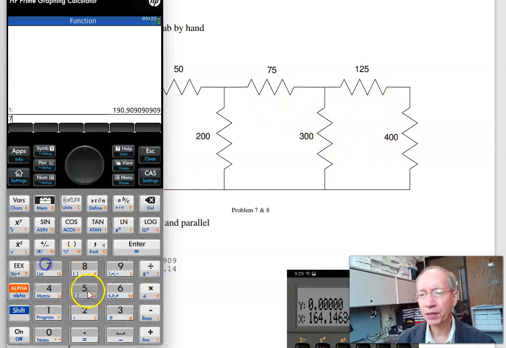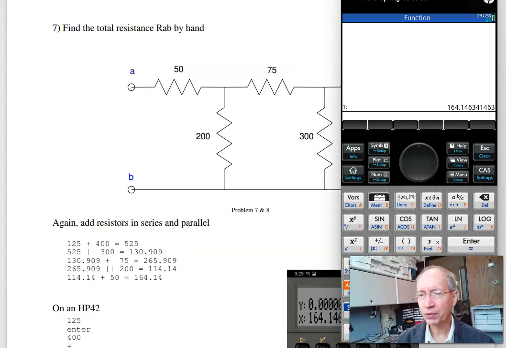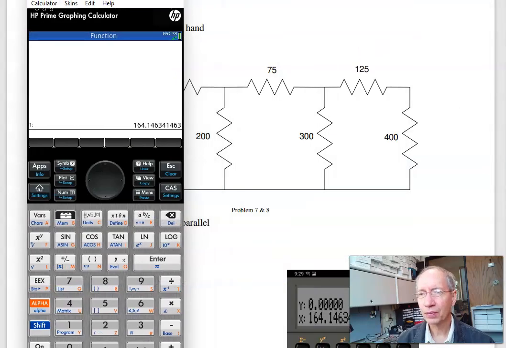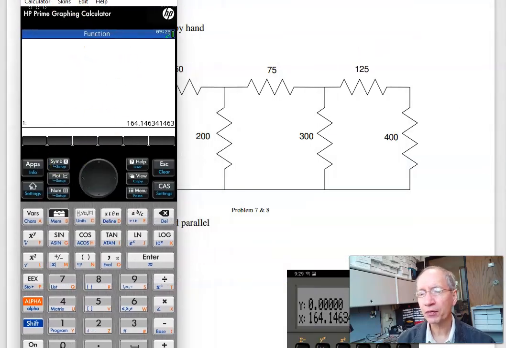In series with 75, it adds, this is 265 ohms. In parallel with 200, so take the inverse, 200, take its inverse, add, take the inverse. This is 114 ohms, plus 50, 164.14 ohms. So that's the total resistance. You can kind of see the HPs are actually pretty fast.